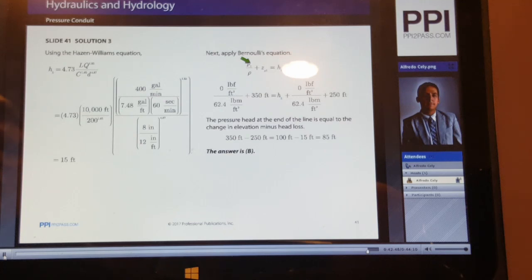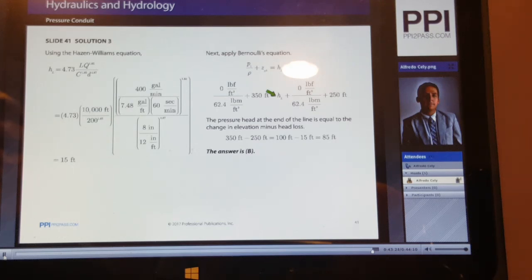So since the pressure is the same within the system, because it's not given, we can simply remove these components from the equation because they're going to cancel each other out. Now here the problem uses an assumed pressure of 0. Instead of assuming a pressure of 0, rather just remove them from the equation because they're going to cancel out if they're the same. So we're left with the elevation of 350 feet at the beginning, 250 feet at the end, and the only difference is the head loss due to friction.